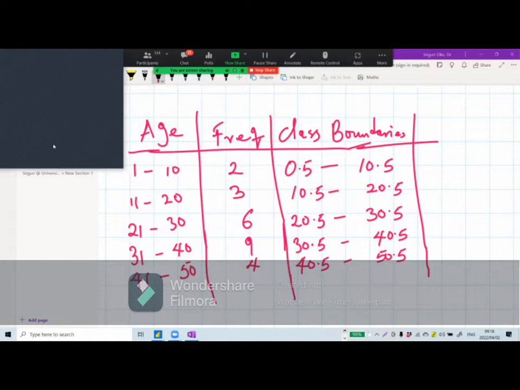Good morning, sir. My question is, how do we get this frequency? The frequency will be given as part of the question. Age and frequency are in the question. This is your class. Age is your class limit. Frequency is the number that occurs within that interval, that is, how many people are within this range. How many people are aged 1 to 10? There are 2 from the population. These are the normal table columns: age and frequency.